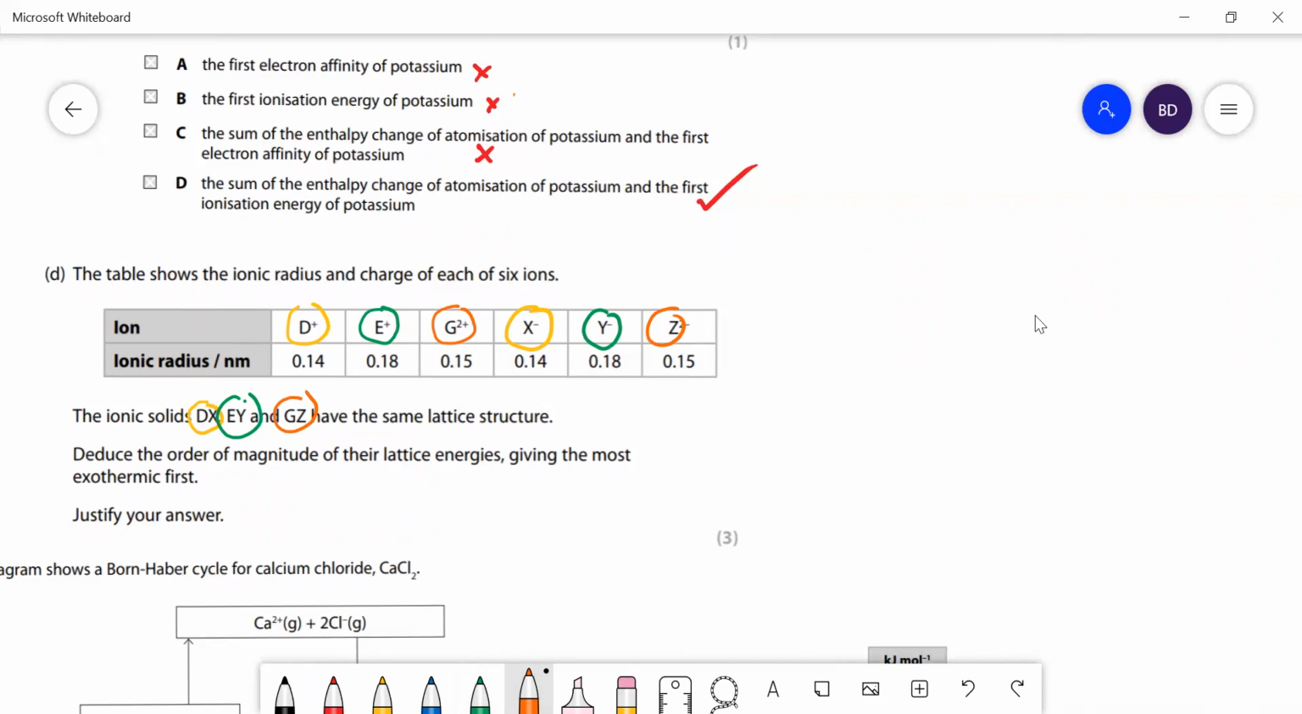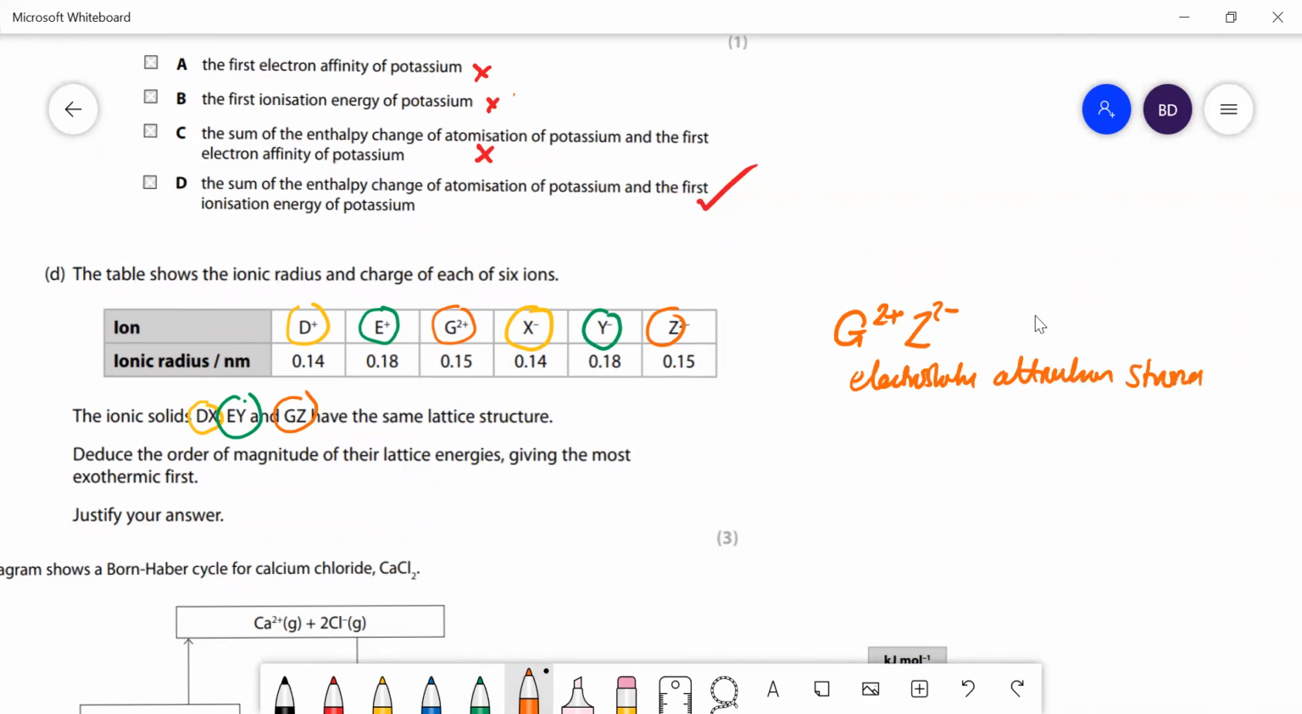Well, the answer is the biggest one is going to be GZ because it's got a double charge on both ions. So the electrostatic attraction is going to be much stronger.